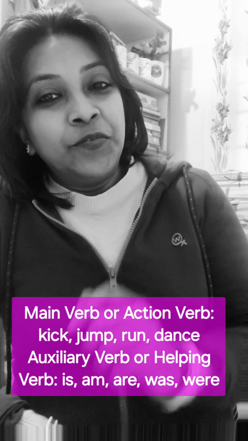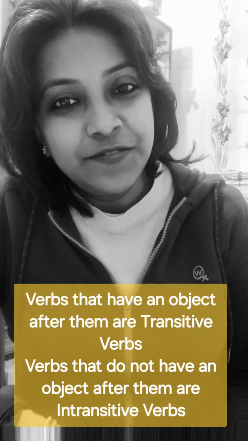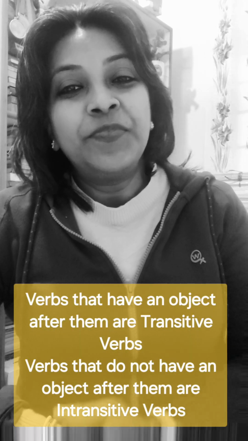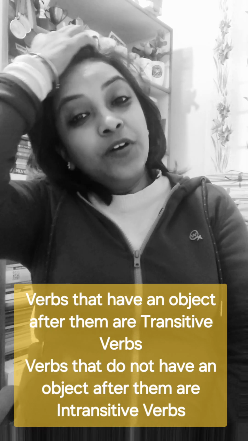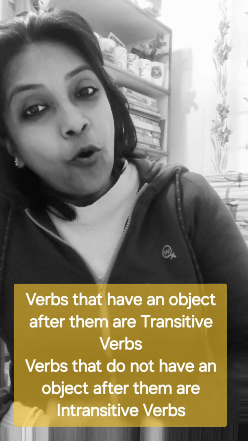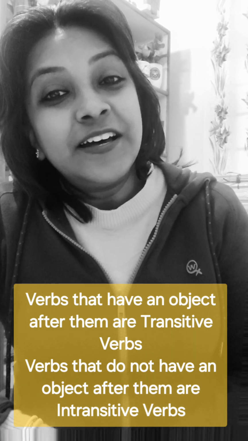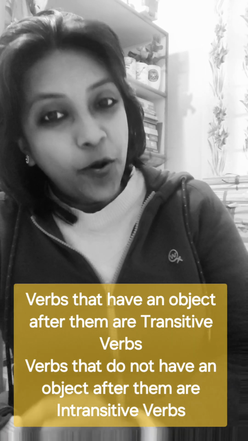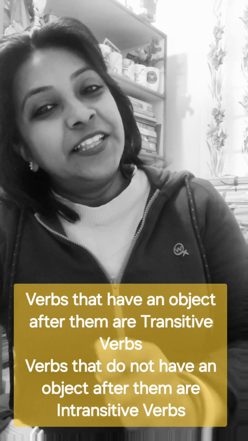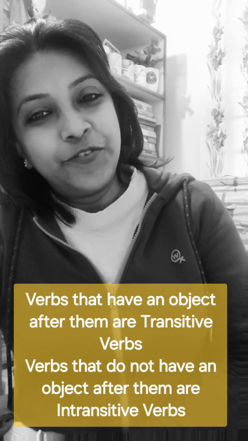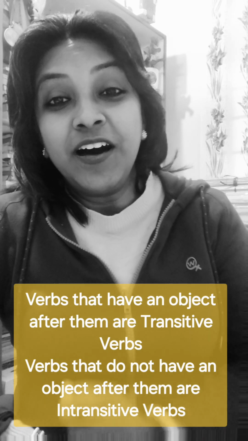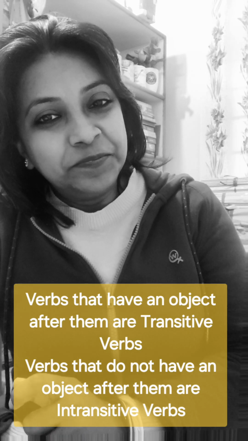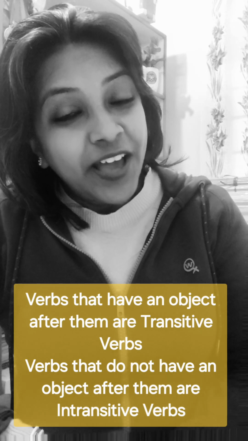Now, verbs can also be transitive and intransitive verbs. Now, what's the meaning of a transitive verb and how is it different from an intransitive verb? Verbs that take an object after it are transitive verbs, which means when there is an object after a verb, that verb is known as a transitive verb. For instance, she is writing a book. So a book is the object and writing is the verb, right? So this is a transitive verb.